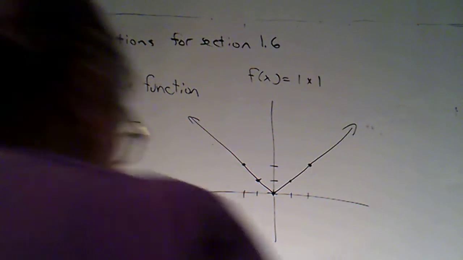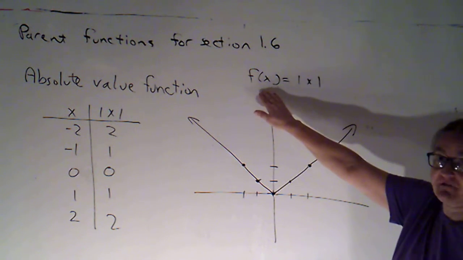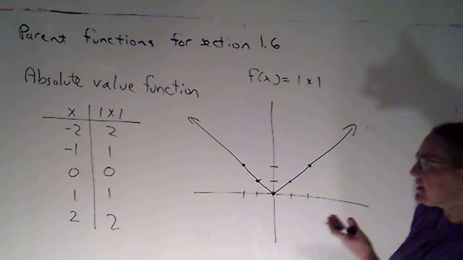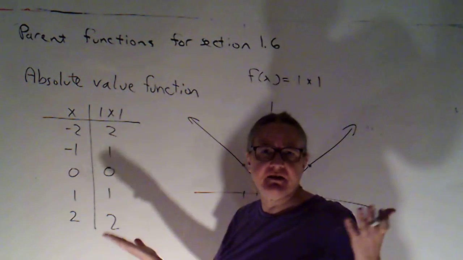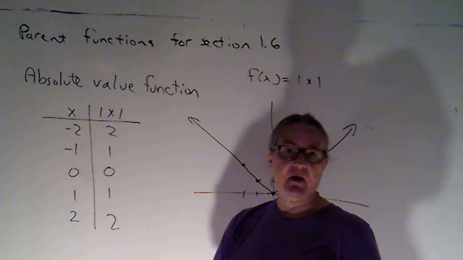The next parent function on our list is the absolute value function, f of x, or that's just a fancy name for y, is the absolute value of x. So here, the table of values that I gave you, I've already completed. I didn't really have any reason for not just doing what I usually do: plug in a couple of negatives, 0, and a couple of positives.